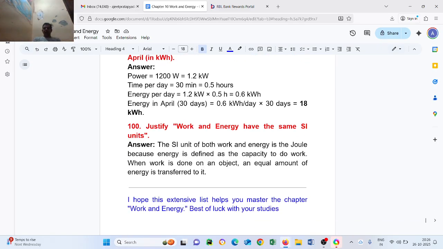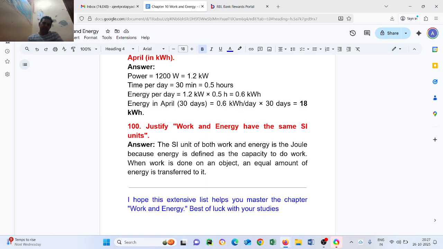Question number 100. Justify: work and energy have the same SI unit. The SI unit of both work and energy is the joule, because energy is defined as the capacity to do work. When work is done on an object, an equal amount of energy is transferred to it.